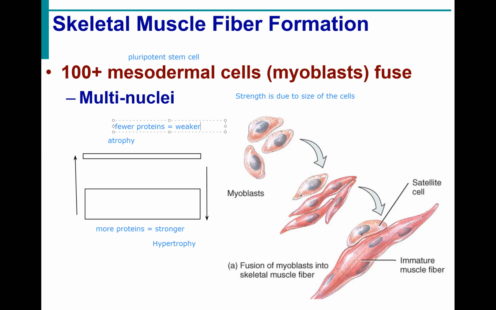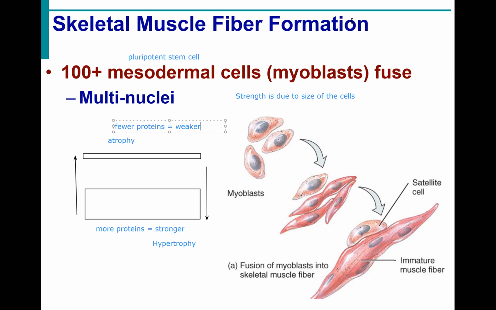If you and I spent the next 8 weeks just working out instead of studying anatomy and physiology, your arms would get bigger, and that's because you were putting more proteins into your muscle cells, and your muscle cells were getting bigger. They were gaining hypertrophy. They were getting larger, and more proteins means that it is stronger.